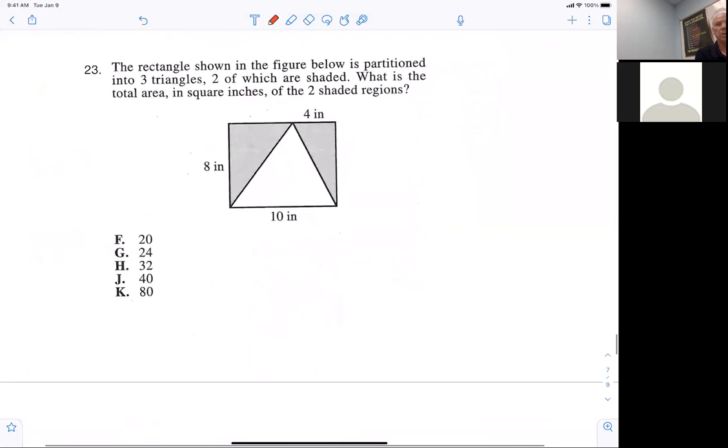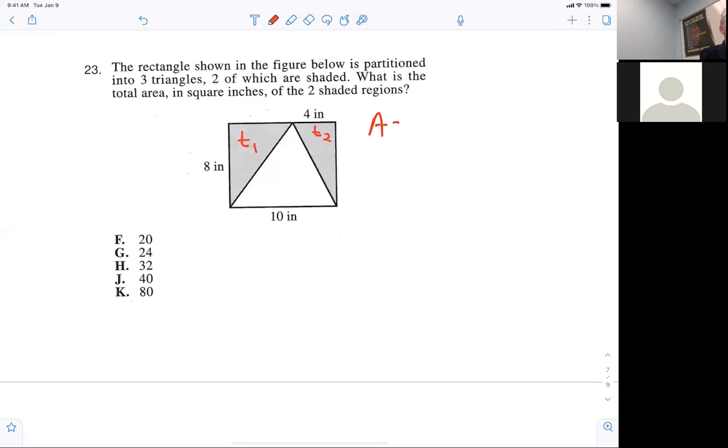So Evan, tell me about 23. Okay, so the rectangle shown in the figure below is partitioned into 3 triangles, 2 of which are shaded. What is the total area in square inches of the 2 shaded regions? Right. So how many triangles are we finding the area of? 2. Right. So this is triangle 1 and this is triangle 2.